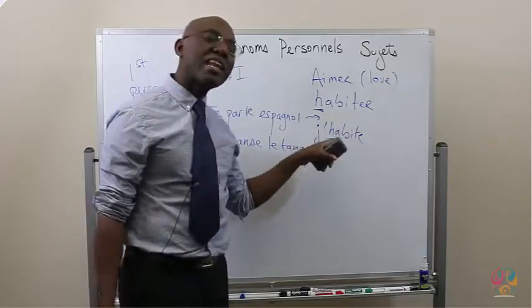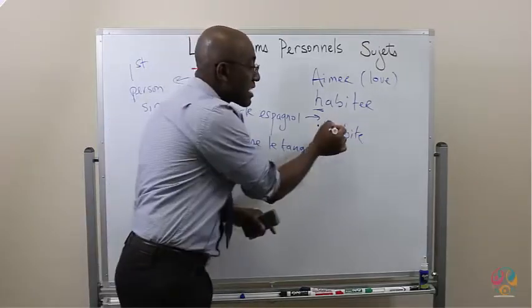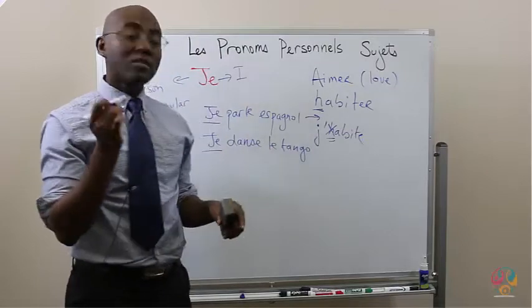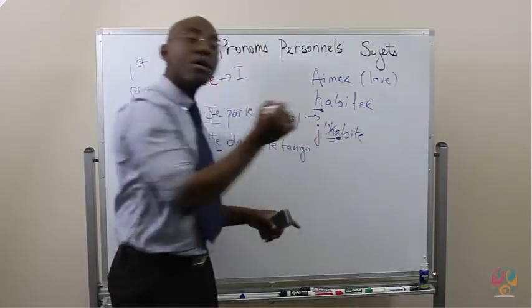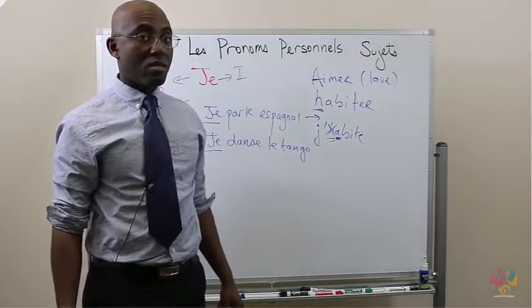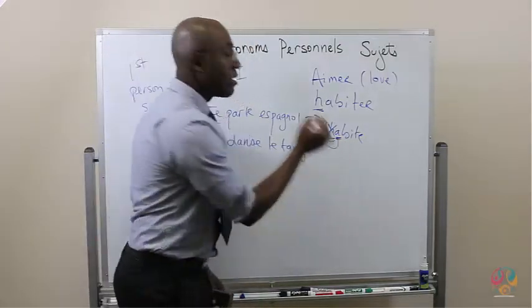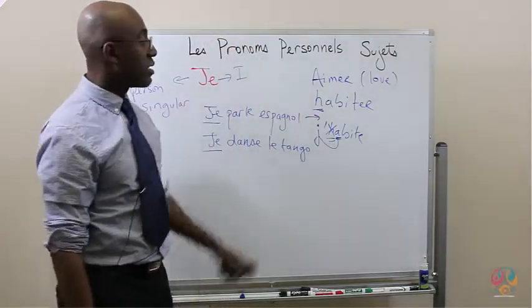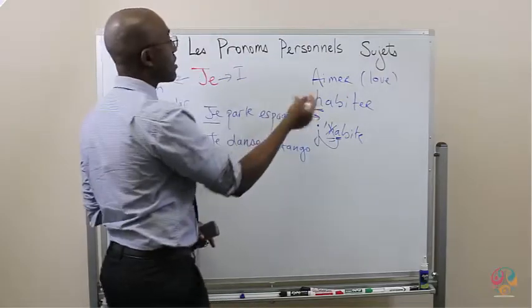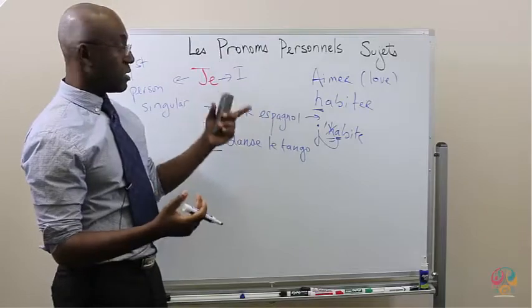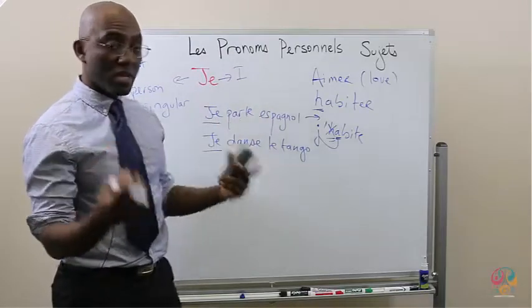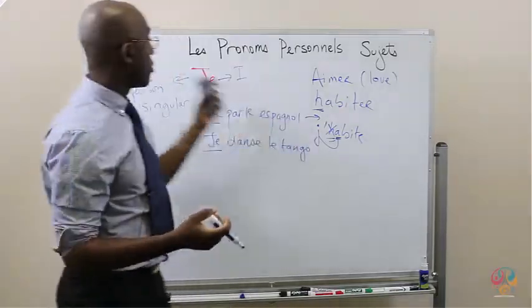The H is silent. That means it's like it doesn't exist. Right? And if the H is silent, that means we have here a vowel that begins then. We need to have a liaison here as well. So we have j'habite instead of je habite. All right? So this is one of the most important things you need to know about je.